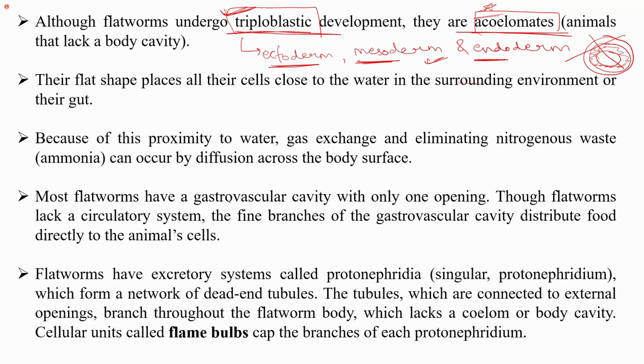And how does their flat shape actually help? Their flat shape places all their cells close to the water in the surrounding environment or their gut. So if they are parasitic or if they are present in water, this flat shape helps in keeping all their cells close to their surrounding environment. Since they have a flattened shape, this allows most of the cells to be in contact with the surrounding environment. So this is how this shape is also helping them.